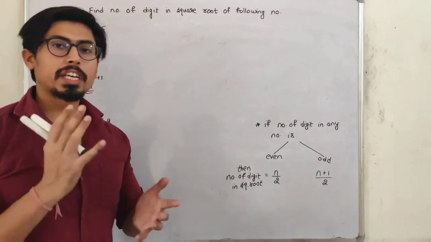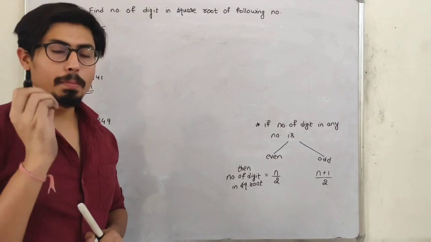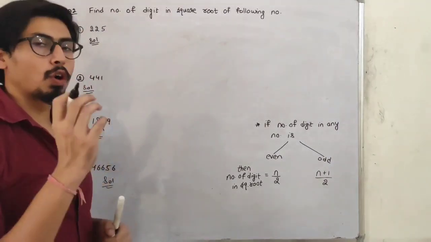Now, students, in the second question, we have to find the number of digits in the square root of the following numbers.